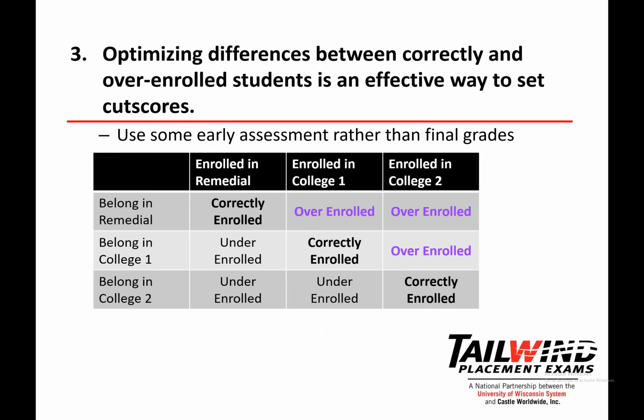But if, on the other hand, a student opts to take a course that is lower than where they placed, then they've under-enrolled, and the students who actually follow the advice of the placement test have been deemed to have correctly enrolled. They've enrolled in the course which was recommended for them. And what we've found is that comparing these groups of students and setting cut scores in such a way that maximizes differences between these two groups is quite effective.